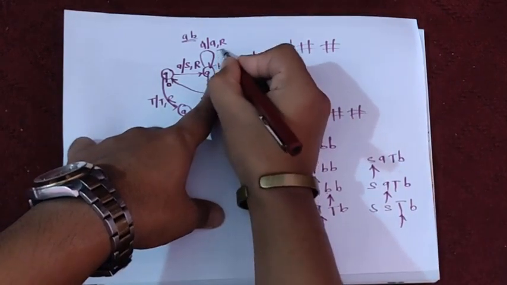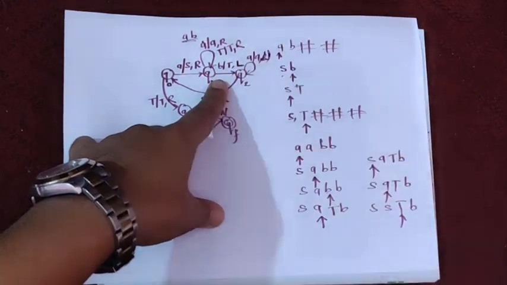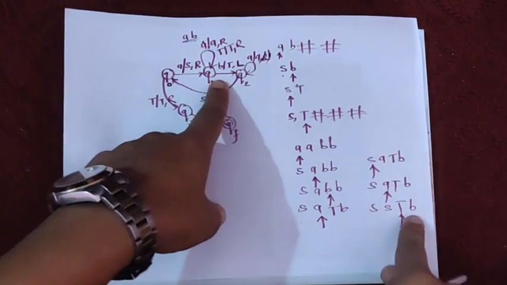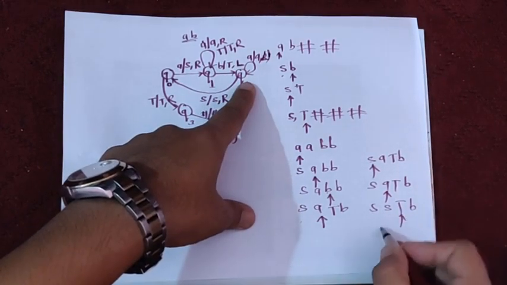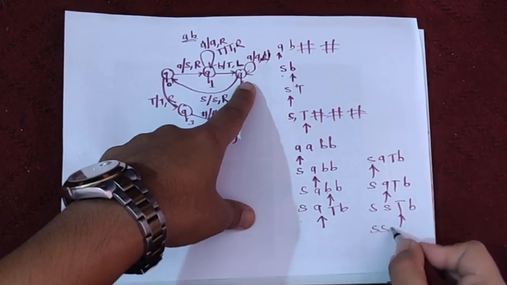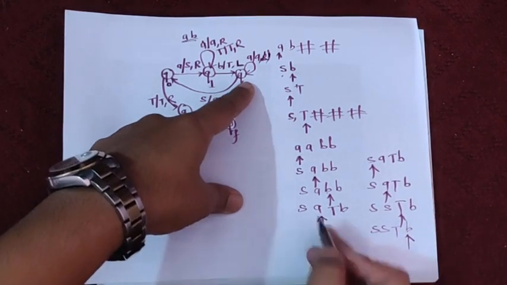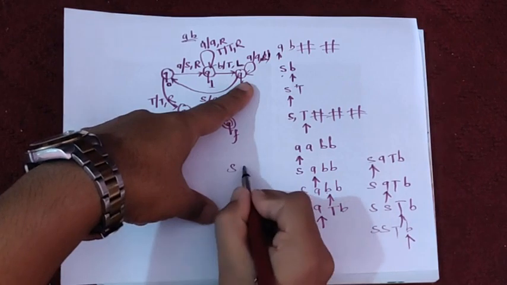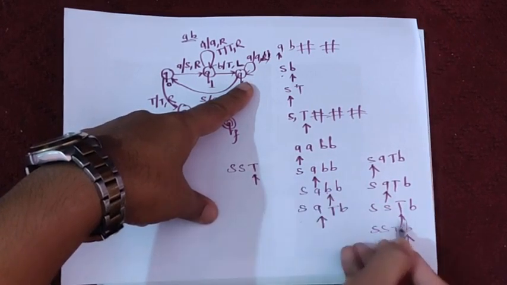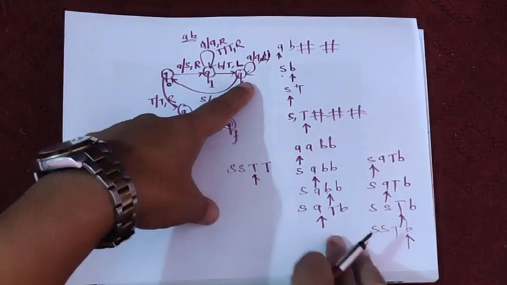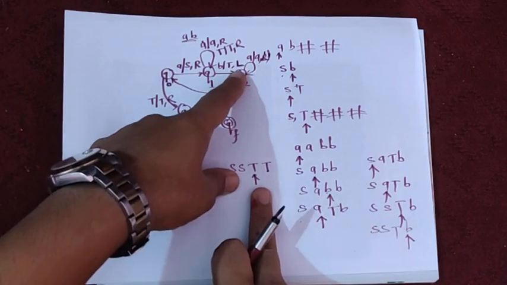So again, the new rule is T, T, R. When B arises, we replace it by T and move left. So S, okay, first it was like this, and when B arises, we move left. Yes, I am writing here. S, T, replace it by T. So when B arises, I am moving left and replace it by T.